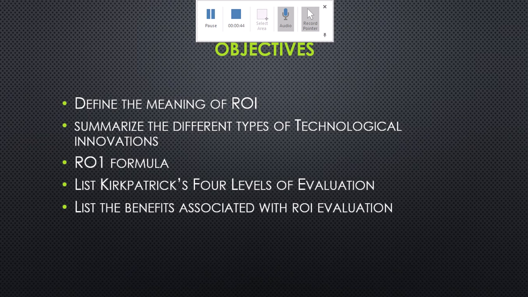Moving on to our objectives. Our first objective, we're going to define the meaning of return on investment, or ROI. Next, we're going to summarize the different types of technological innovations that there are today. Then we're going to go over the return on investment formula. Next up, we're going to list Kirkpatrick's 4 levels of evaluation, as well as talk about the 5th level. And then lastly, we're going to list the benefits associated with return on investment evaluations. If there are no questions, we're going to move on to the next slide.